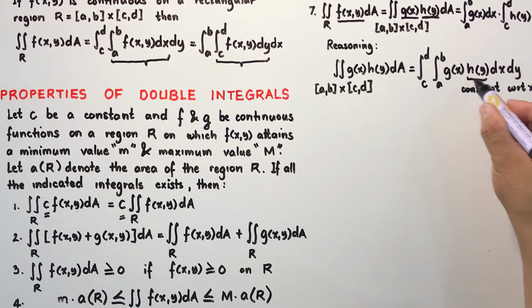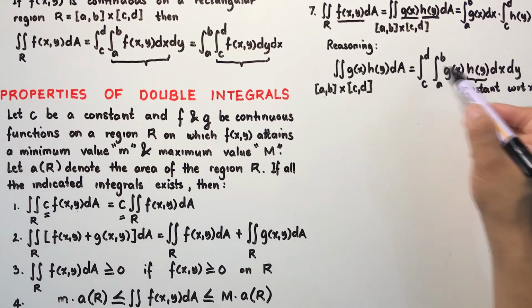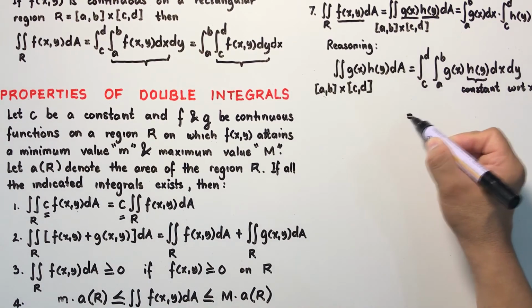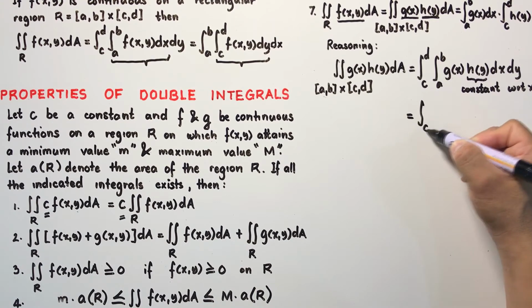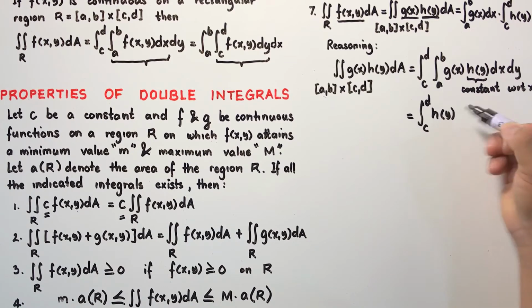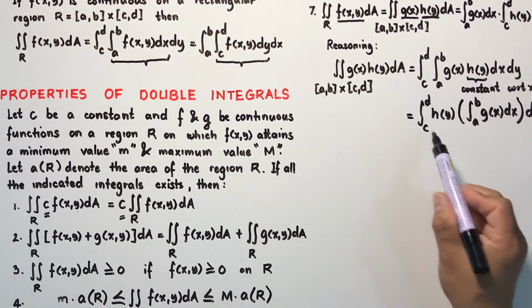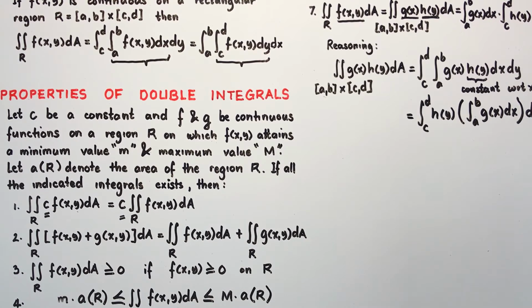This is just a constant with respect to the x integral, and since it is a constant, we can factor it out using our first property. So factoring it out in front of the integral, we have the integral from c to d of h of y times the integral from a to b of g of x dx, and then dy as the differential of our outer integral.